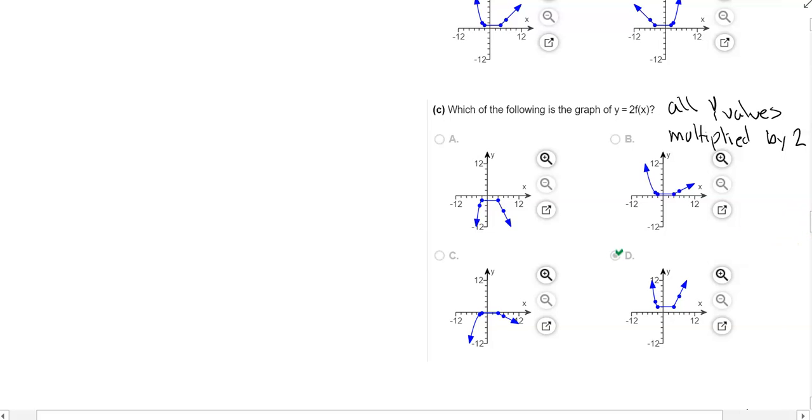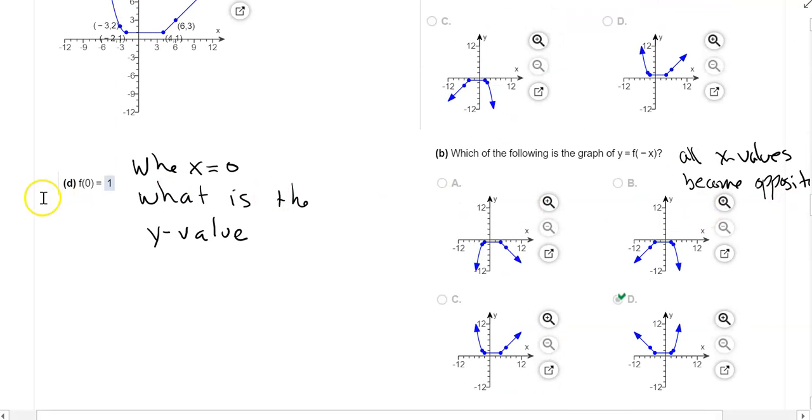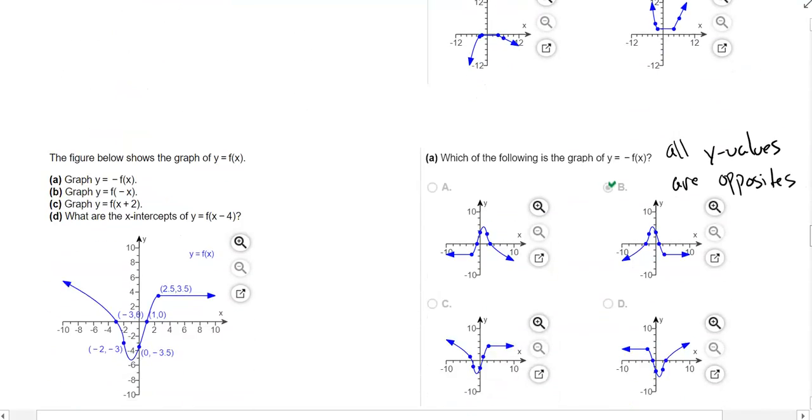And then looking at D, plugging in x is 0, so we're looking for the y-intercept. So we're looking at this point right here, and that value is 1. So when we plug in x as 0, what do we get for our y?